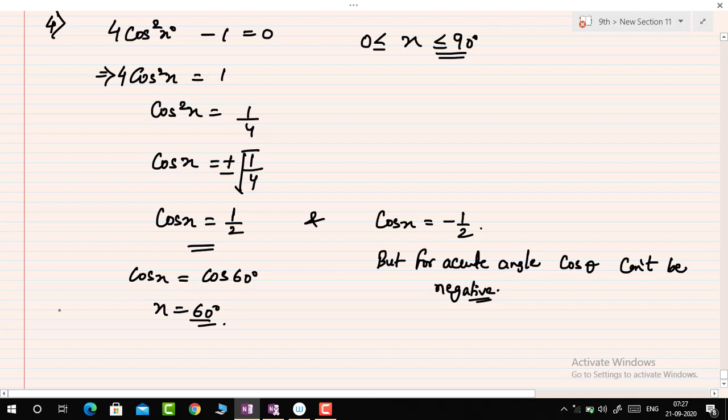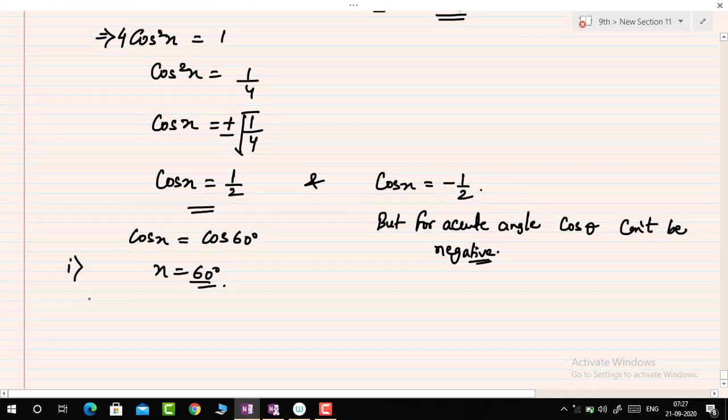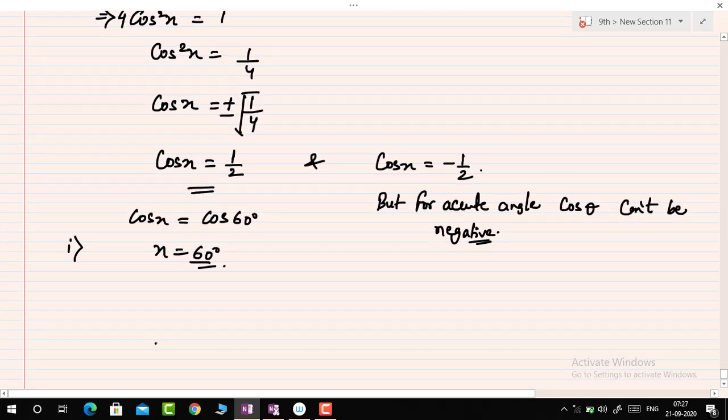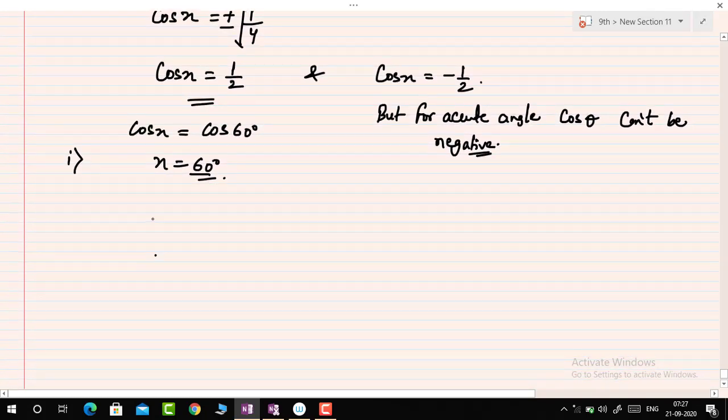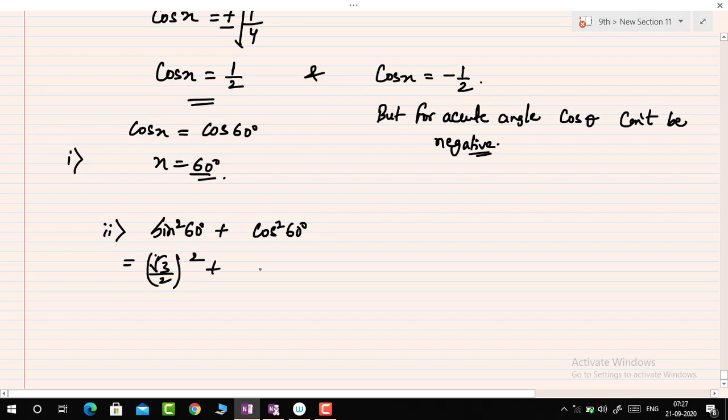Now in 4 subpart 2. This was subpart 1. And for subpart 2 we have to find the value of sine square x plus cos square x. So in subpart 2 we will put the value: sine square 60 degrees plus cos square 60 degrees. So sine 60 is root 3 by 2 whole square plus cos 60 is 1 by 2 whole square. It comes 3 upon 4 plus 1 upon 4, which is equal to 4 upon 4, which equals 1.